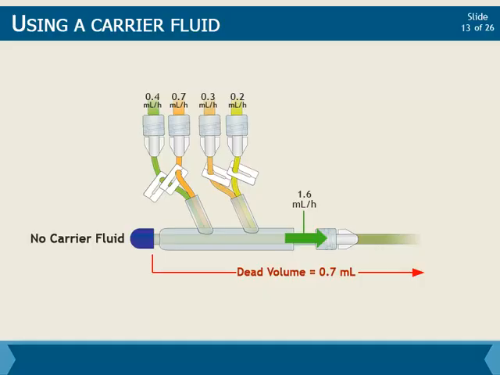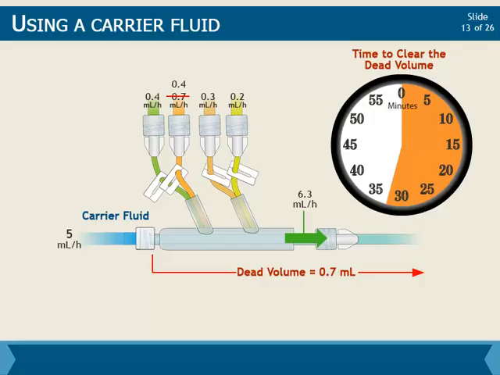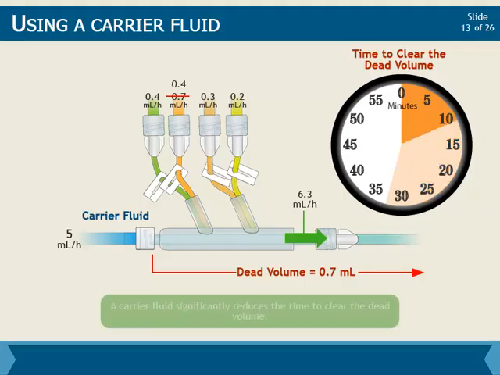Consider the time to clear the dead volume when we decrease an infusion from 0.7 to 0.4 milliliters per hour. Without a carrier fluid, the time to clear the dead volume for this would be over half an hour. Now, consider if we had a carrier fluid running at 5 milliliters per hour and made the same change. By having the carrier fluid, we significantly decrease the time to clear the dead volume. With a carrier fluid, it now takes under 10 minutes.